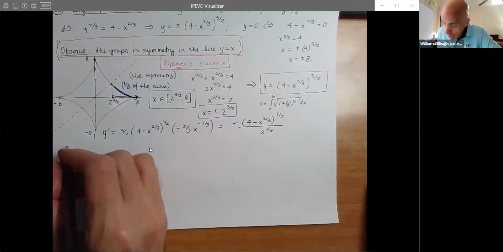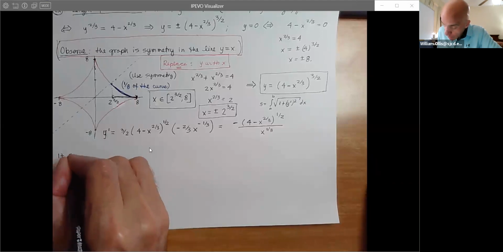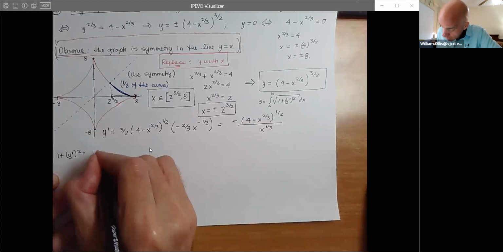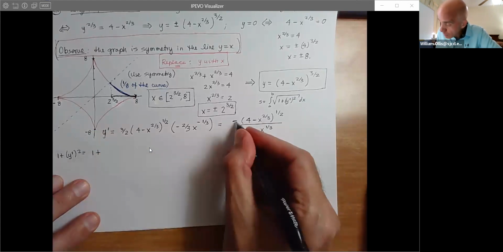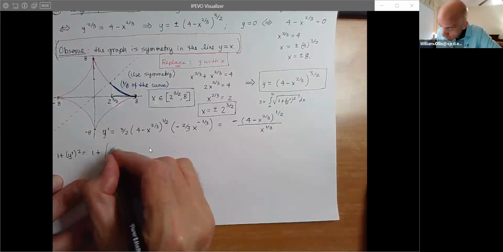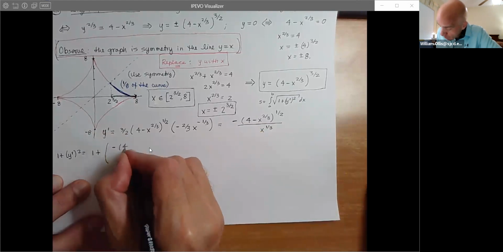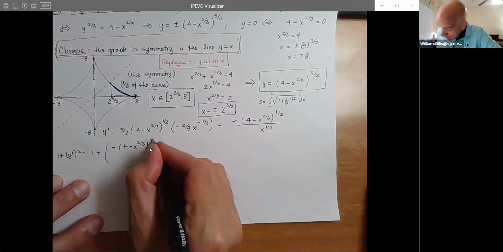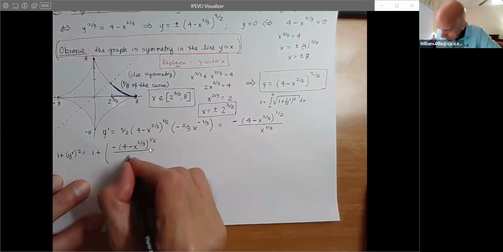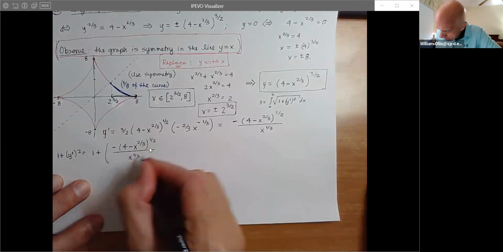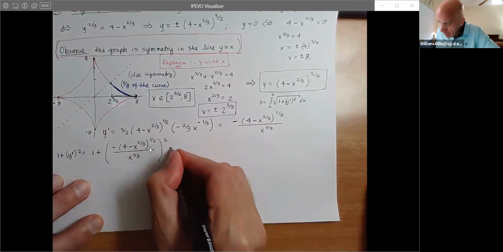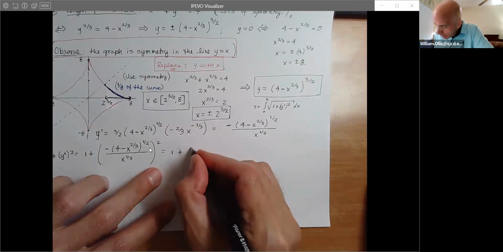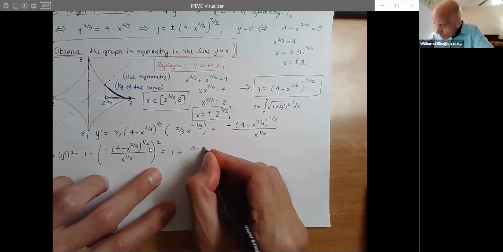That's not a problem. So now 1 plus y prime squared will be 1 plus, so we'll square this out. That'll absorb the negative. So let me just write this out. Negative 4 minus x to the 2/3. So when we square this, we'll get 1 plus 4 minus x to the 2/3.